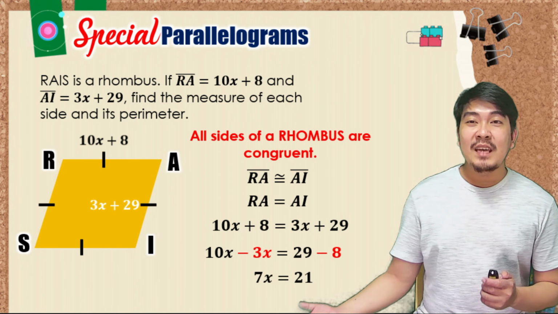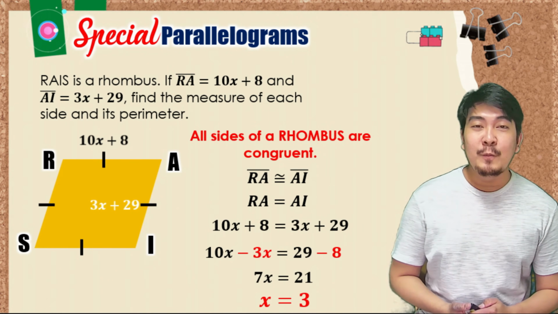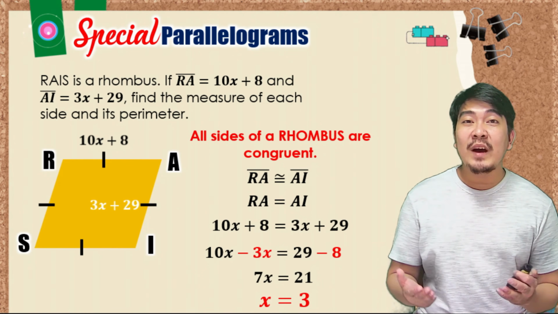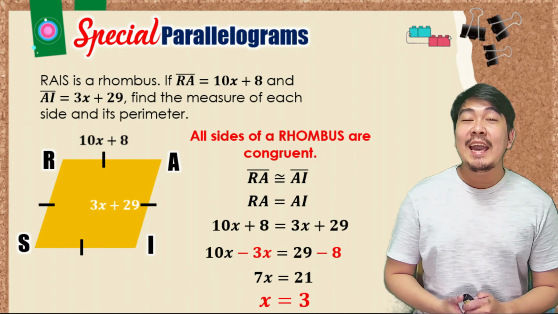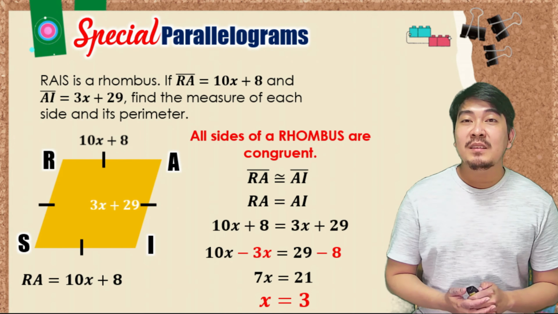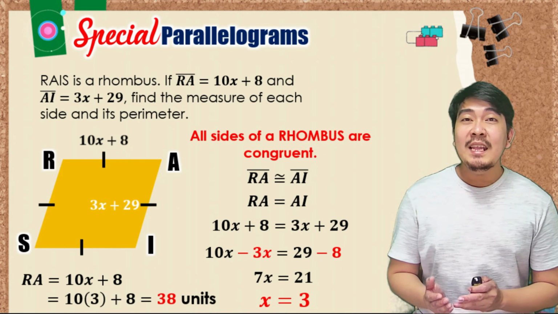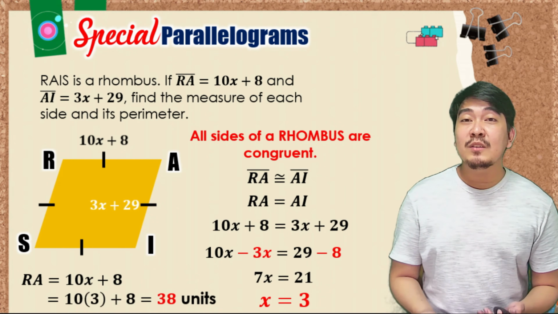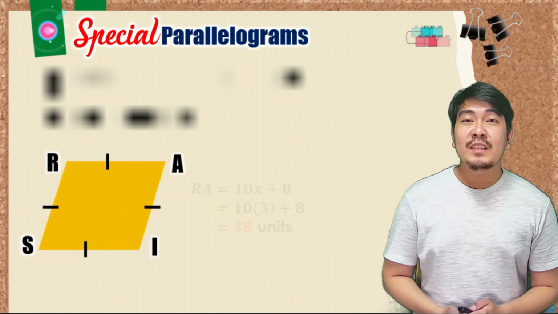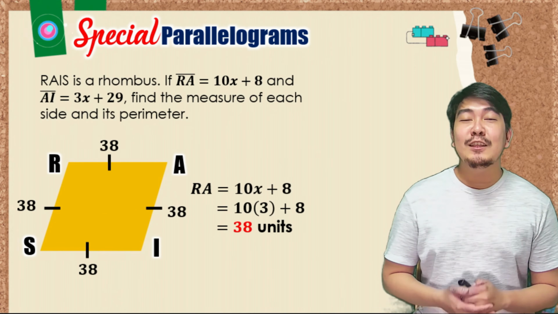Dividing both sides by 7 for us to get the value of x, we now obtain x is equal to 3. So this will not be the end of our solution since we are asked to find the measure of each side and its perimeter. So we use RA is equal to 10x plus 8 and then substitute the value of x, so that will become 10 times 3 plus 8, which is equal to 38 units. Since RA is equal to 38 units, we can say that all the sides of the given rhombus measure 38 units.